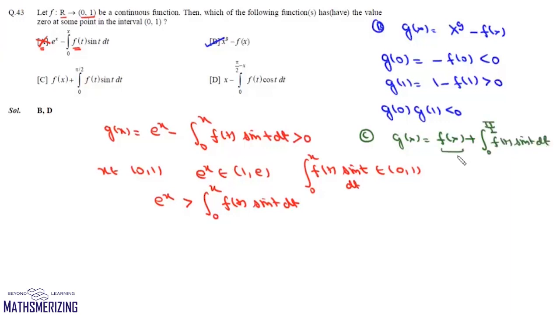Now this f(x) is positive, and this f(t) sin t is also positive. This g(x) is always greater than 0, and thus it cannot be equal to 0. So C is incorrect. Now what about this option D?